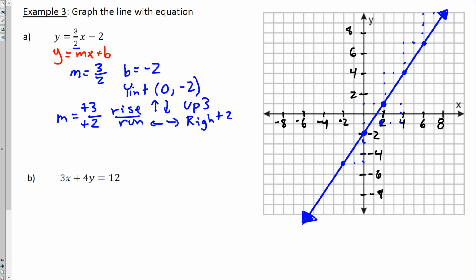And now I want to go ahead and graph the second line, this part B. This time around, though, it's not in the slope-intercept form. We can see it's actually written in the standard form. And I could get it into y = mx + b. So here we have 2 options. So option 1 is I can get it into slope-intercept form by solving for y.